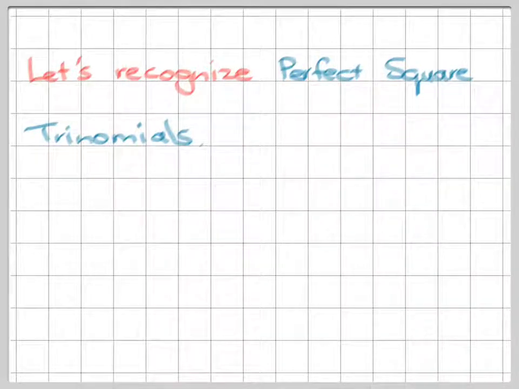Welcome to yet another lecture on how to factorize in algebra. Today we're going to look at recognizing perfect square trinomials, and we're going to learn what we have to look for.